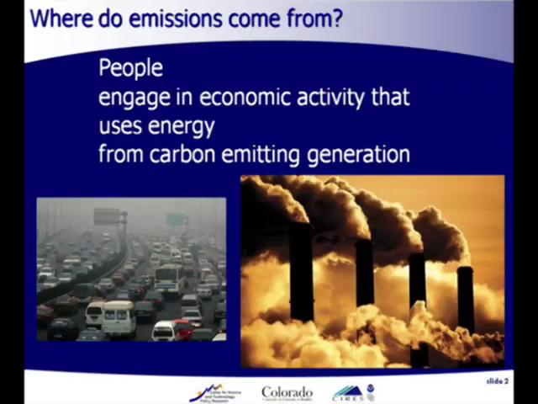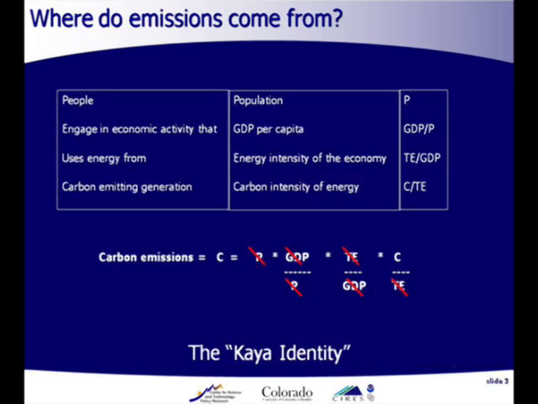So I'm introducing this little mnemonic here. 4 lines. People engage in economic activity that uses energy from carbon-emitting generation. Each of these 4 lines in this short sentence refers to a variable. This sentence is all you need to know to understand emissions reductions policies. So here's the little mnemonic.